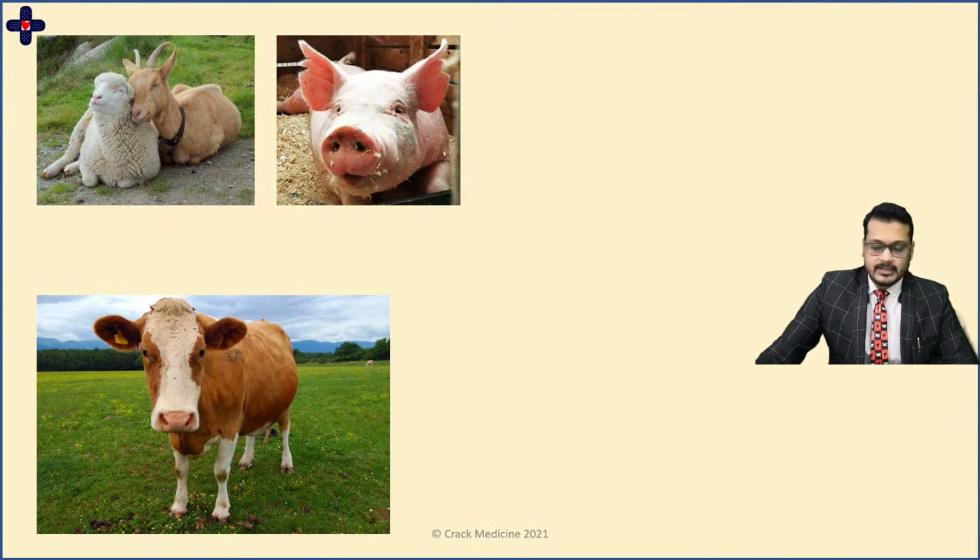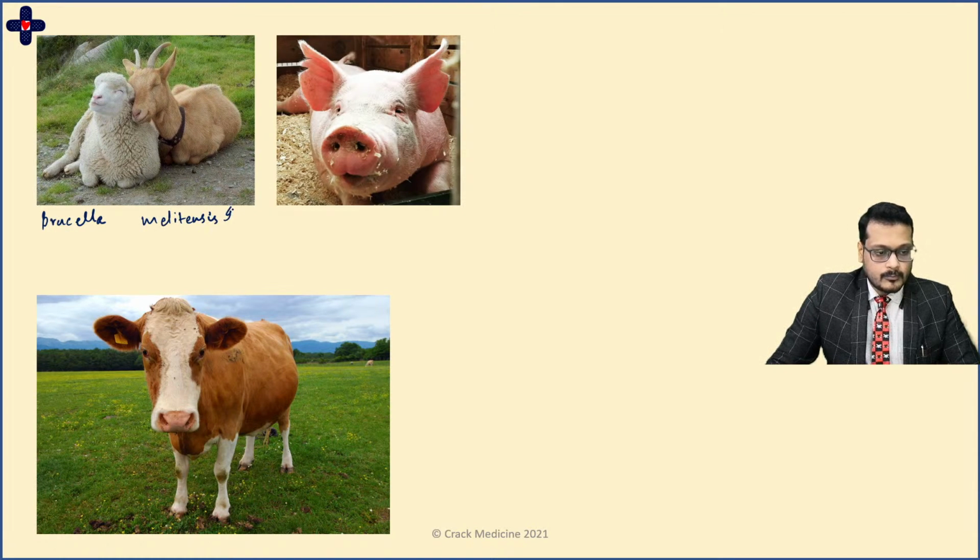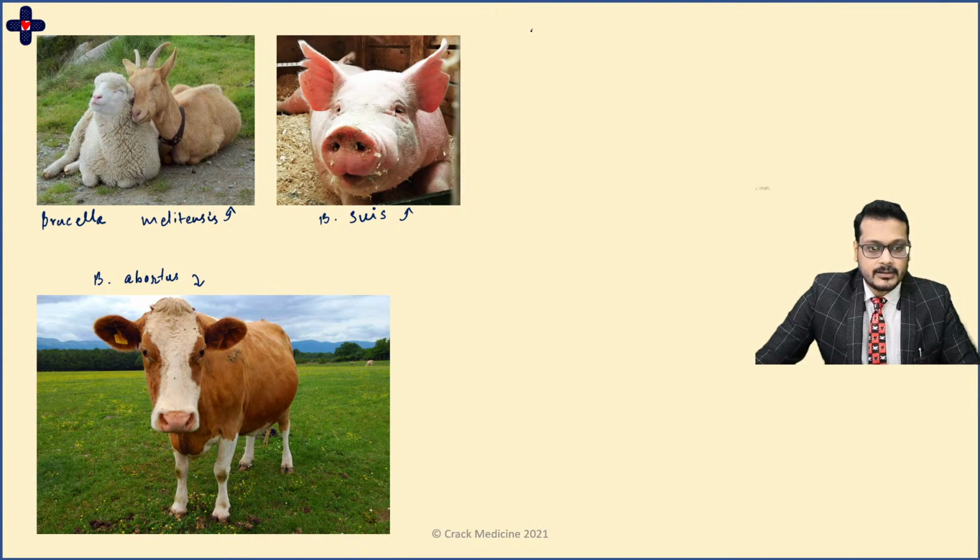Okay, so here we have some lovely pictures. So Brucella melitensis is caused via sheep and goat, and you have Brucella suis, which is caused by handling pigs, and you also have Brucella abortus, that is caused by handling cattle. So that's how you can remember this. It's a gram-negative coccobacilli on the Castaneda medium.